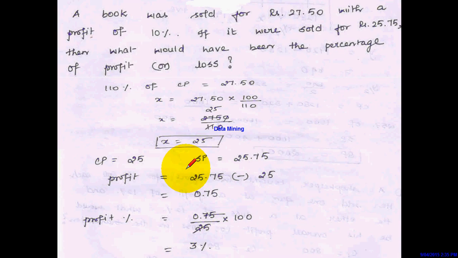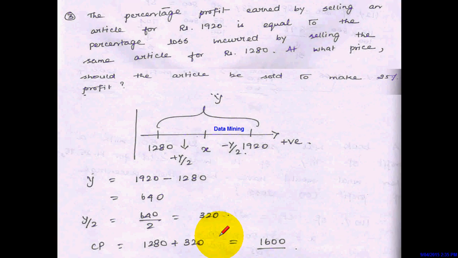So profit percentage is equal to profit divided by cost price into 100. Here profit is 0.75 and my cost price is 25 rupees, multiplied by 100 because we need to calculate the percentage. So it is nothing but 3% profit. So if I sold the book for 27.50 rupees, I incurred 10% profit. But if I sold the book for 25.75 rupees, again I incur a profit in the transaction, but the profit percentage is just 3%. Clear? Okay.